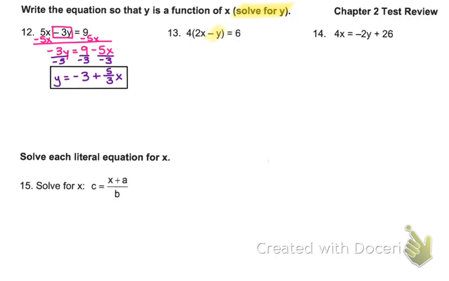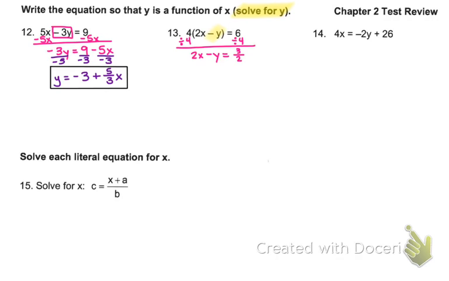Number 13, I've got that negative y inside. I want to get that y by itself. So instead of distributing the 4 and undoing it later, I'm just going to divide by 4 to start right away. So I'm left with 2x minus y on the left, and then 6 divided by 4, reduce the fraction, is 3 over 2. Alright, I'm just going to pretend like I don't have a calculator for these problems.